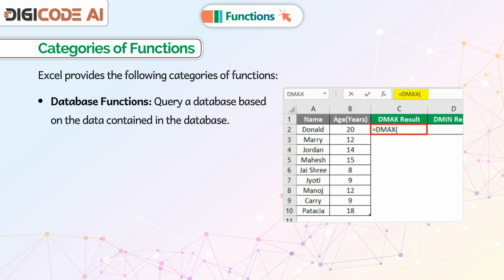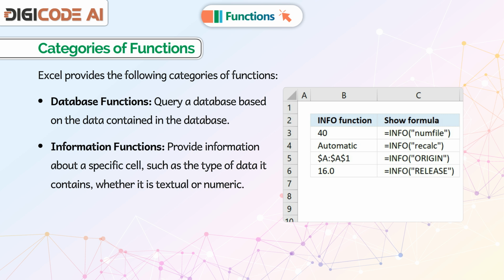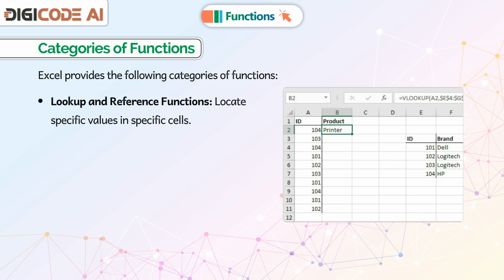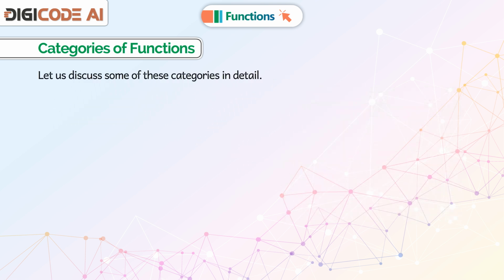Database functions. Query a database based on the data contained in the database. Information functions. Provide information about a specific cell, such as the type of data it contains, whether it is textual or numeric. Lookup and reference functions. Locate specific values in specific cells. Let us discuss some of these categories in detail.